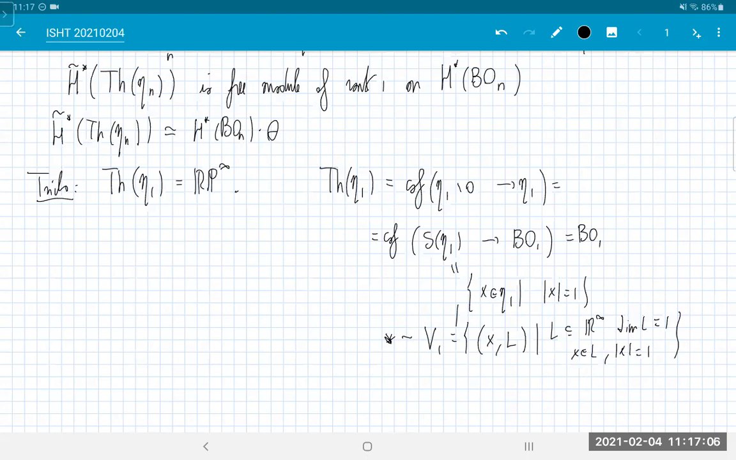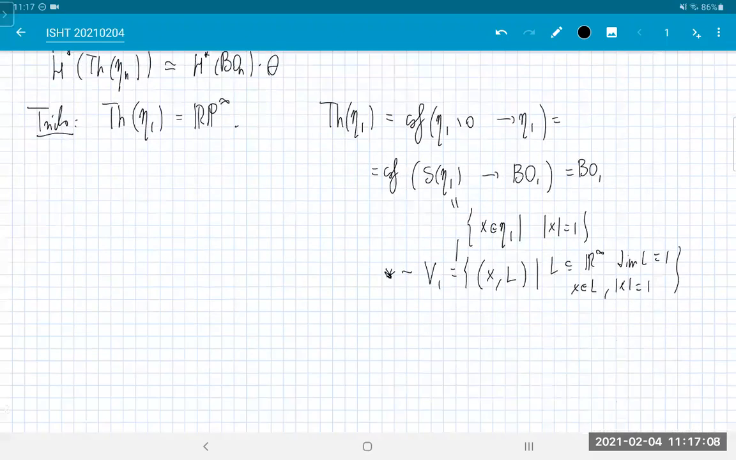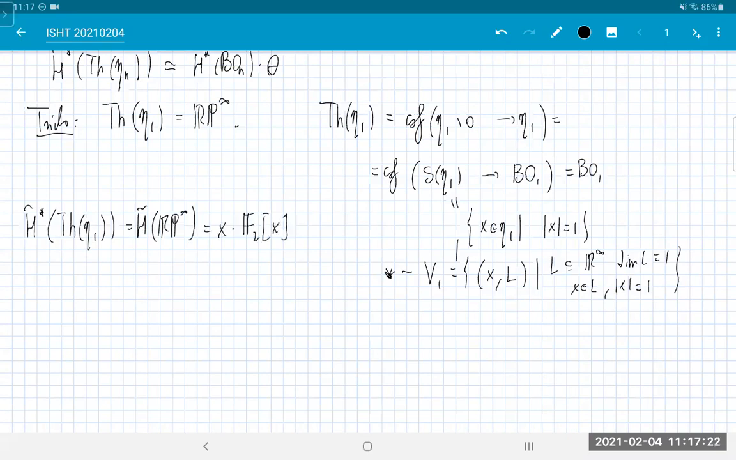Careful, because now I'm going to have to take reduced cohomology. And so the reduced cohomology of this guy is the reduced cohomology of RP infinity, which as a module is just this module here. It's just the ideal generated by X. I'm just taking out the degree 0 part. But we know the action of the Steenrod algebra over this guy. So X in particular is theta.